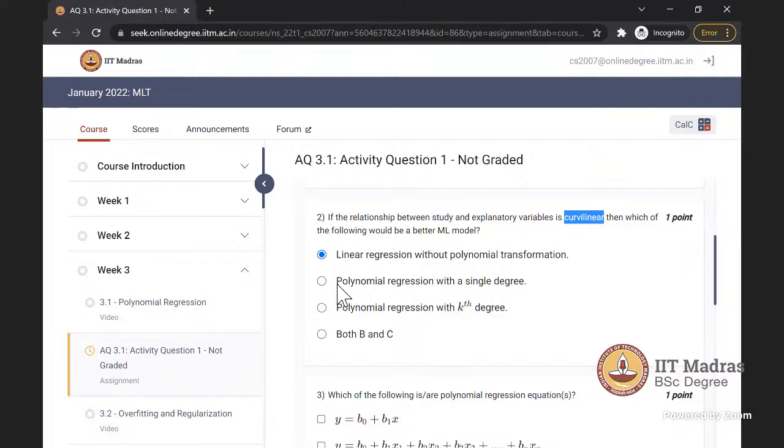What about option number 2? It is a single degree, which means it's like linear only. Yes, exactly. So options A and B are the same. What about option C? Yes, C is correct. Since the relationship between x and y is non-linear, we can definitely go with polynomial transformation and then fit a model. Sounds good.